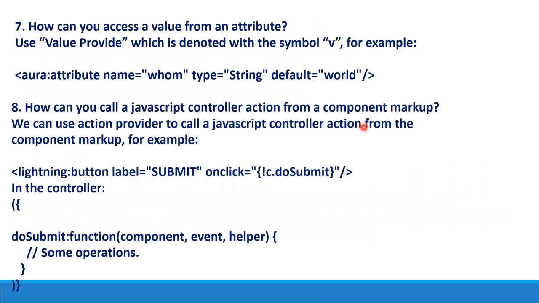How can we access values from the attribute? How can we display them? If you want to display, what do we have to do? By using a value provider. Syntax: expression symbol, v dot attribute name, v.employeeName, v.age, v.subject.name, whatever you want, right? How can you call a JavaScript controller action from component markup? c.functionName. Either onclick, onchange, based on the event we can call c.functionName.